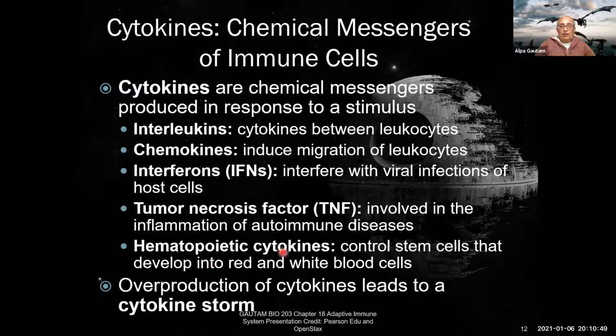Hematopoietic cytokines are cytokines that control stem cells, right? Because remember, the stem cells go through hematopoiesis, so everything is kept under check. Checks and balances. A hematopoietic cytokine controls that stem cell, so the stem cell doesn't continuously divide. When you have an overproduction of cytokines, that's what leads to something called a cytokine storm. So what do you think could be something that causes an overproduction of cytokines?